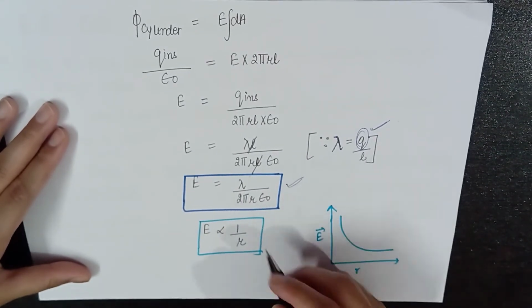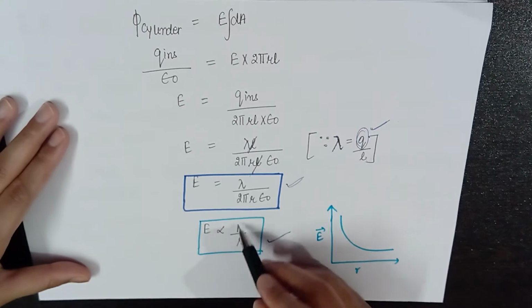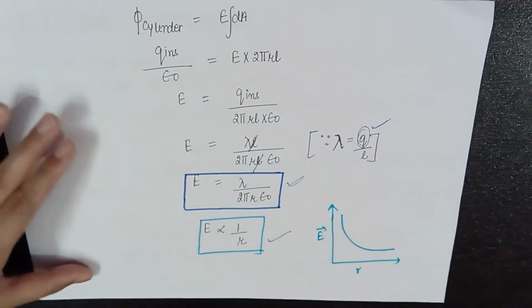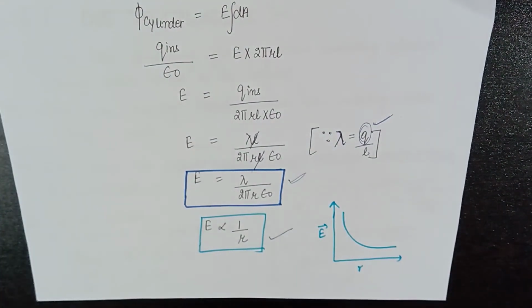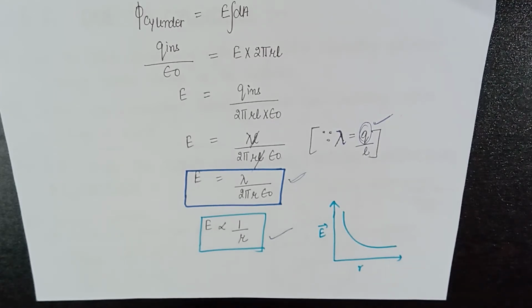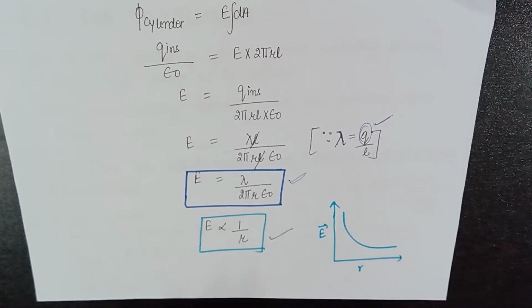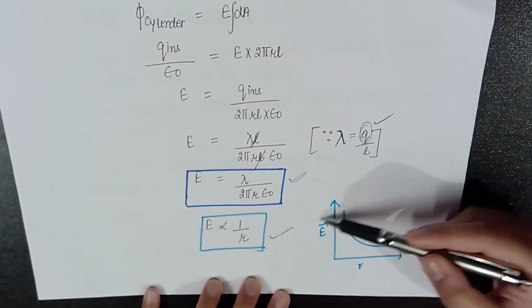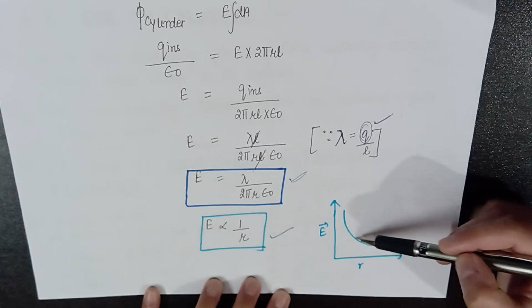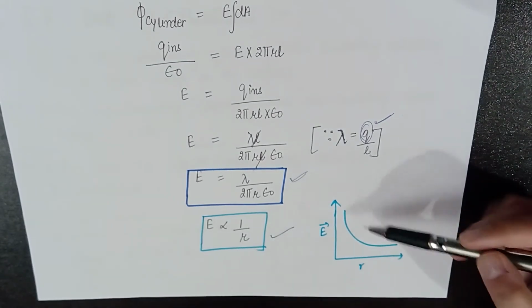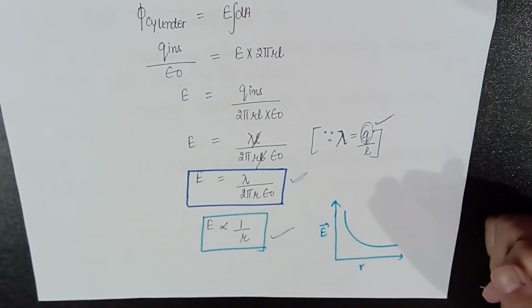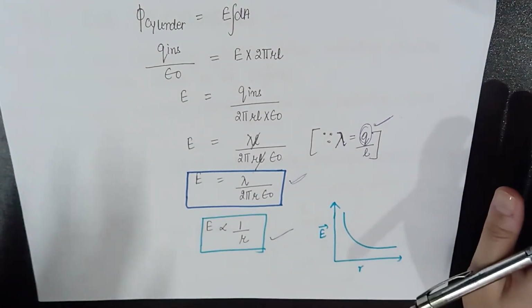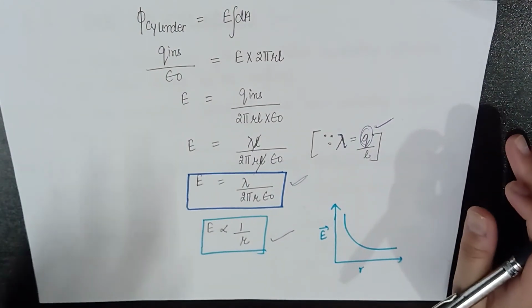From this expression, we see that the electric field is inversely related to the distance r. As we increase the distance r, as we go away from our uniformly charged wire, you will observe that the electric field intensity goes on decreasing. So this is a graph between the distance r and the intensity of the electric field. It is decreasing inversely. There is an inverse relation between them. Hence this is the electric field intensity due to a uniformly charged wire.